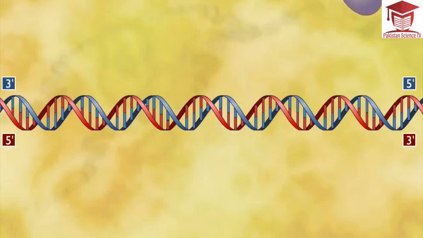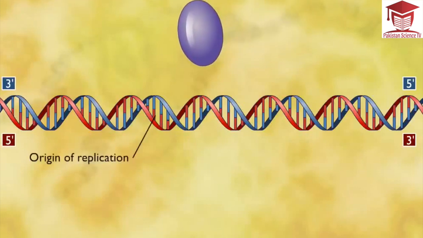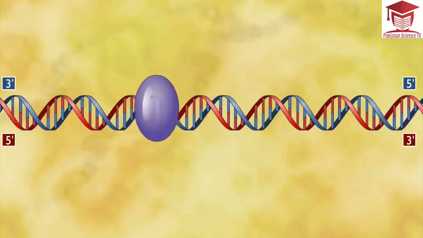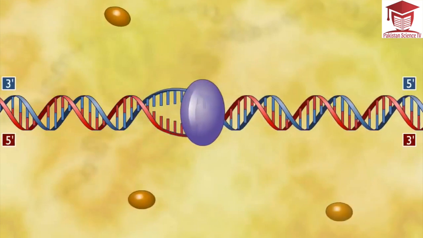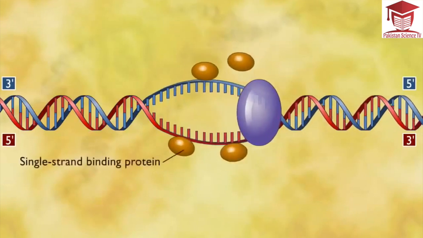Replication of DNA begins at a sequence of nucleotides called the origin of replication. Helicase unwinds the double-stranded DNA helix, and single-strand binding proteins react with the single-stranded regions of the DNA and stabilize it.